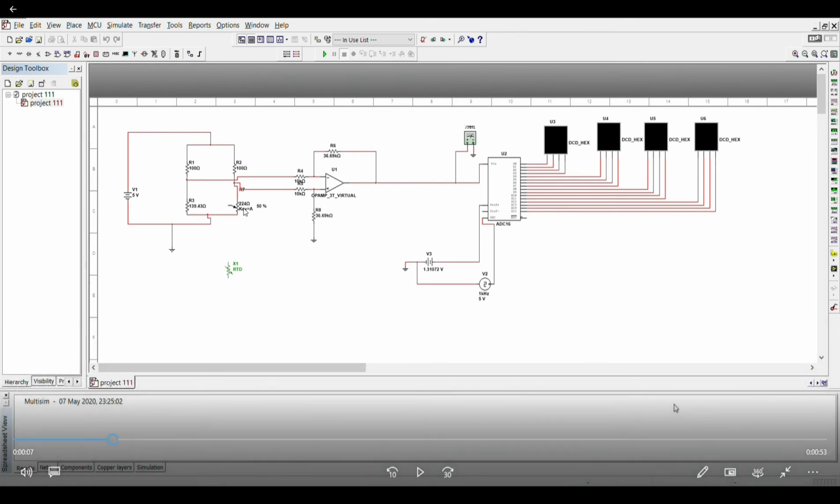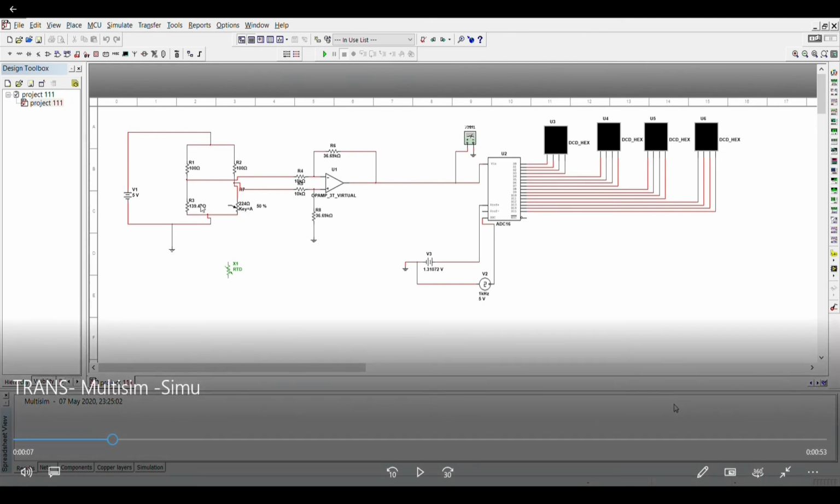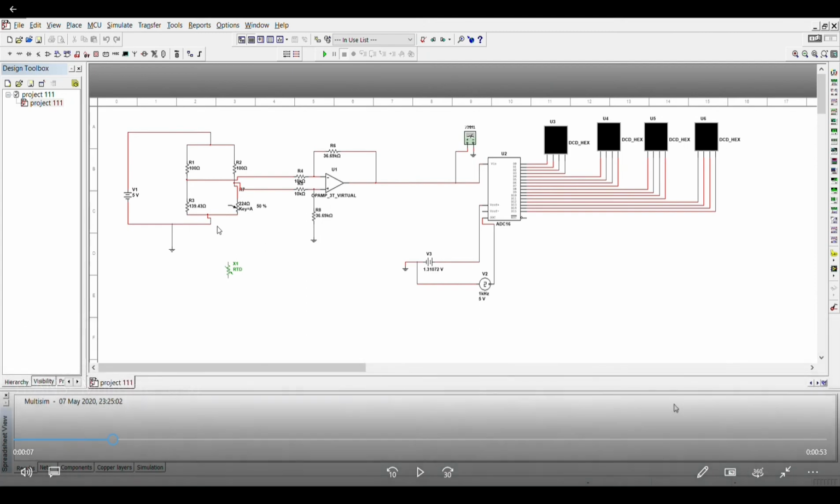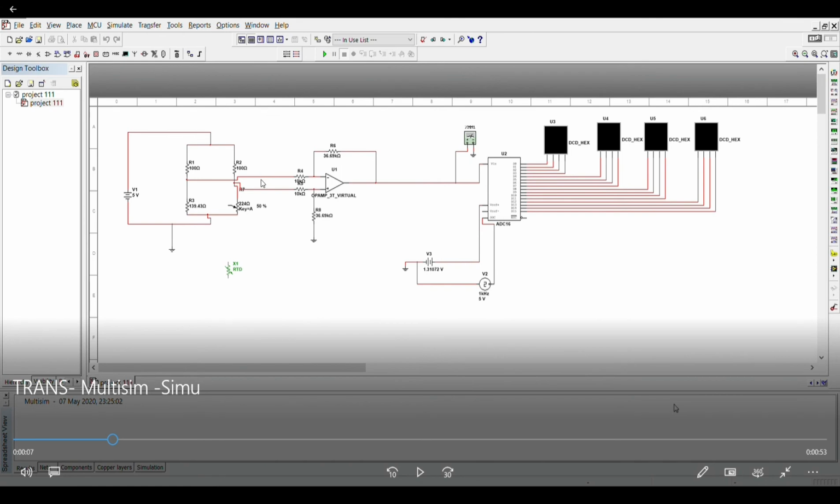Now, note that we replaced the RTD with a potentiometer because we couldn't change the resistance of the RTD in Multisim. The output voltages of the circuit enter the op-amp. R6 and R8 are the RF, R4 and R5 are the RL.